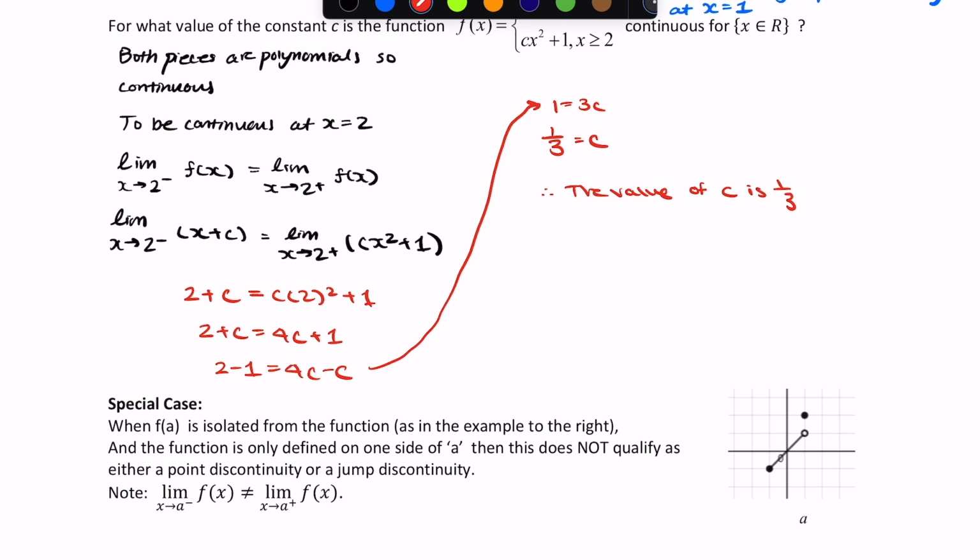Okay, and then one last thing we want to look at is this special case here. When f of x is isolated from the function, as in the example on the right, and the function is only defined on one side of a, then this does not qualify as either a point discontinuity or a jump discontinuity. Note here, the limit as x approaches a from the left of f of x does not equal the limit as x approaches a from the right of f of x.